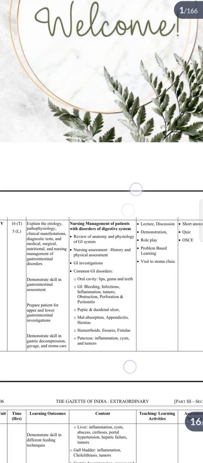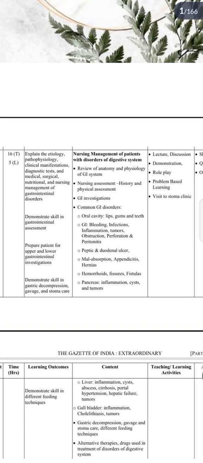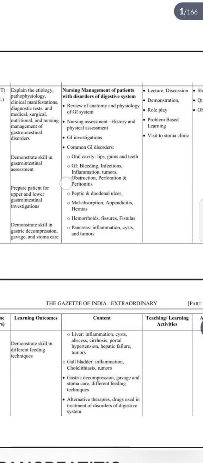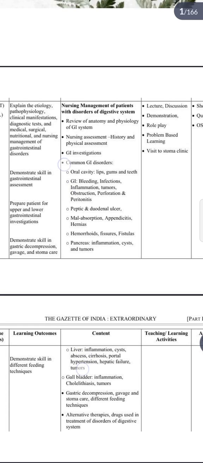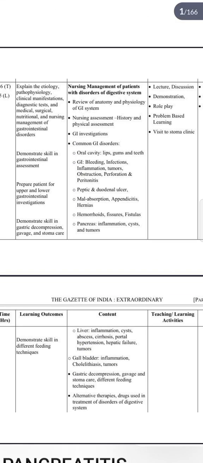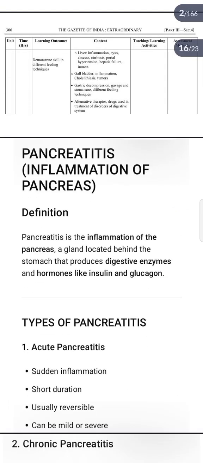So, we are currently doing GI disorders, and parts 1, 2, 3, and 4 have already been uploaded. We are following the INC syllabus, and we have completed till hemorrhoids, fissures, and fistulas. So now we are starting with pancreas. So let's start with pancreatitis.